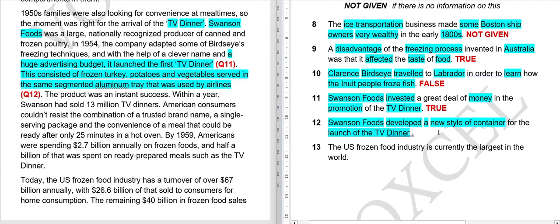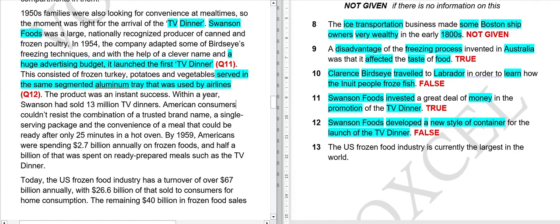Okay, time's up. And the correct answer to this question is false. I hope you identified the correct option. I will tell you why if you haven't. If you wrote true or not given, I'll tell you why it is false. Here they're saying they created something new, but they served it in the same segmented aluminum tray that was used by airlines. So they were using the same tray that was used by airlines.